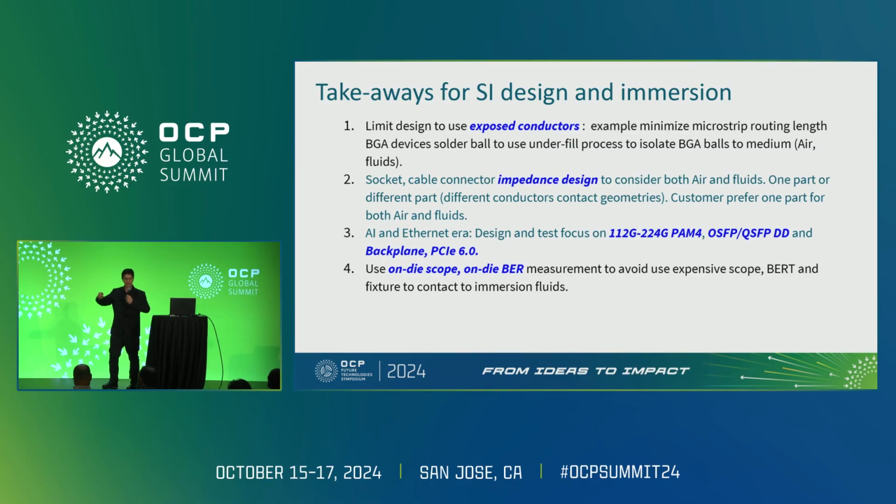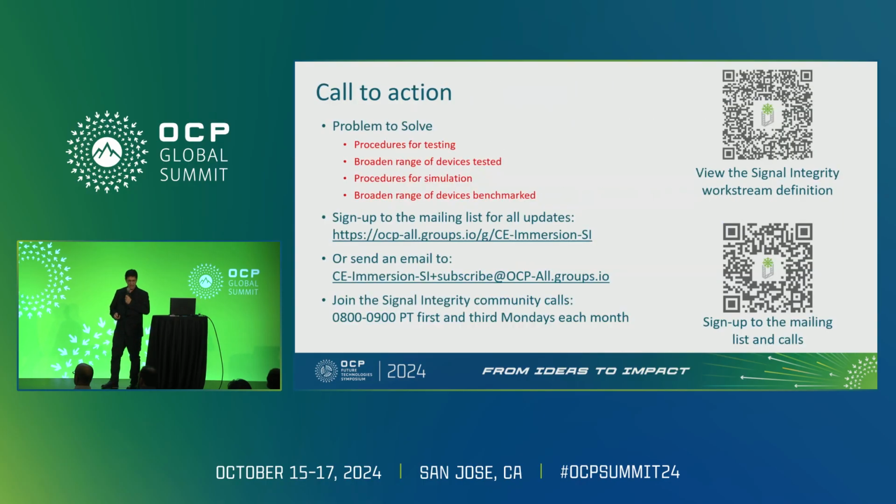And so we need input from all of the members. So that's critical. And I think the call to action is basically, get involved in the procedures for testing, join the work stream and the meetings, and also sign up to the mailing list. These are the links here, and also the email addresses for our work stream, right? So I think that's it. Thank you. Any questions?